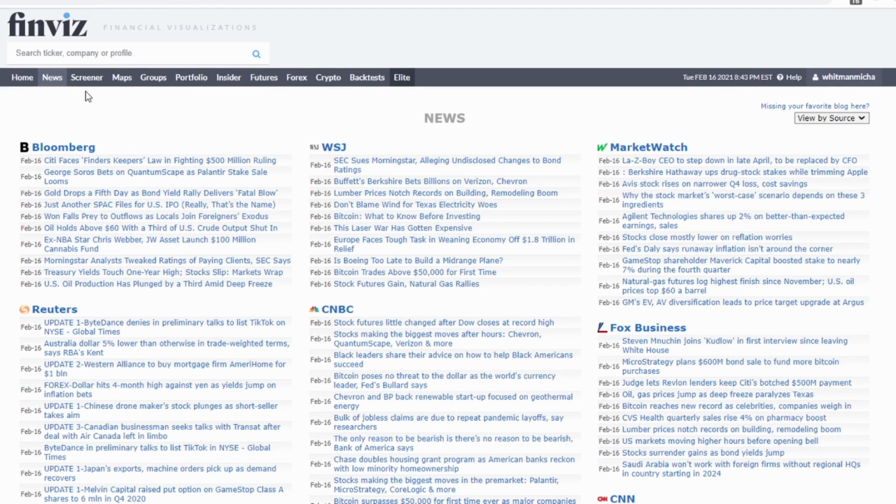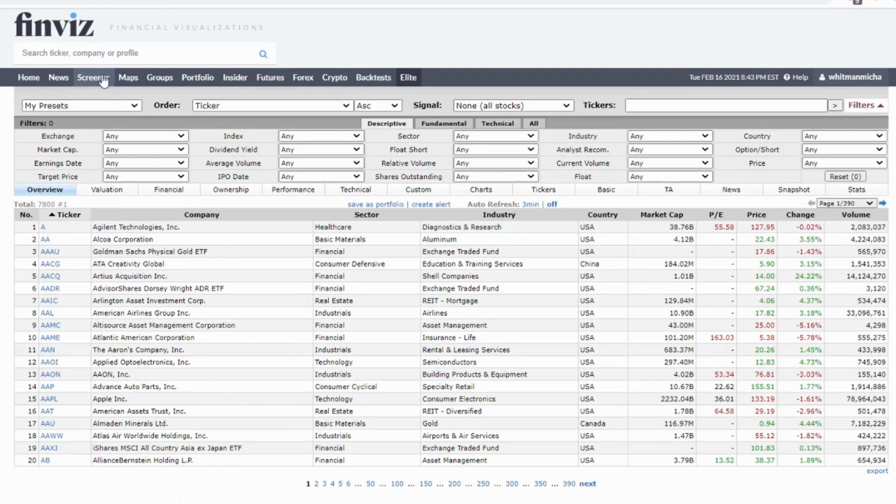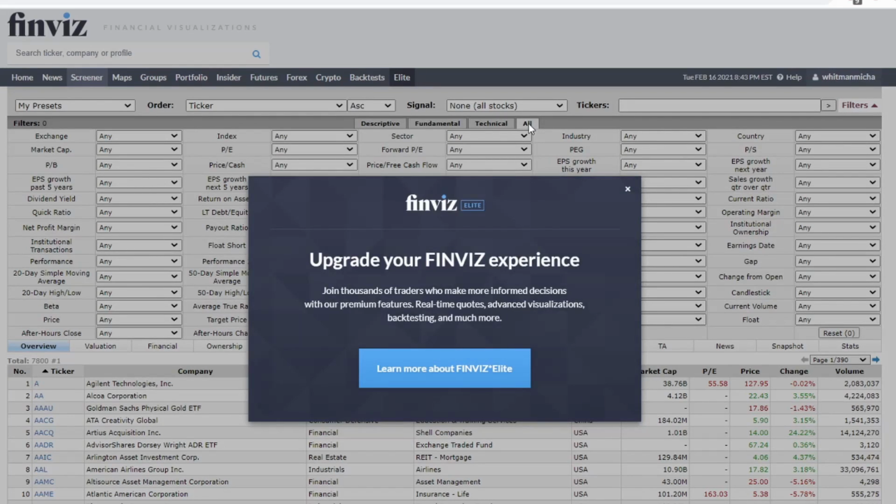Anyway, moving off of news, we're going to go to the screener. Now, this is where you are going to struggle the most. This is where a lot of the information is going to come in, and this is where you have to be patient and take your time to practice, and you'll understand it eventually. Now, there are 3 or 4 ways you can look at this page. Right now, I have the descriptive tab open. There's also a fundamental tab, a technical tab, and an all tab. I'm just going to use all for now.